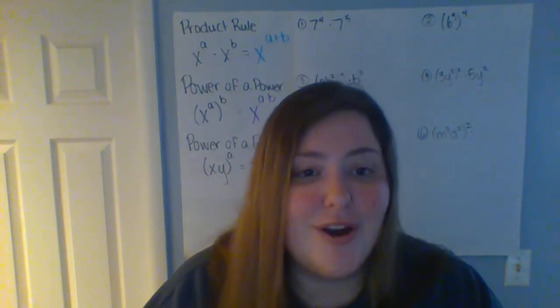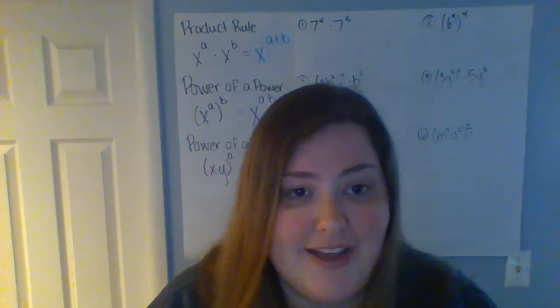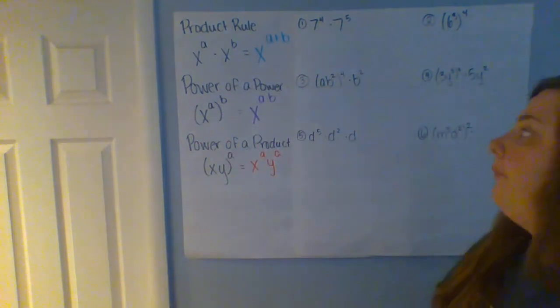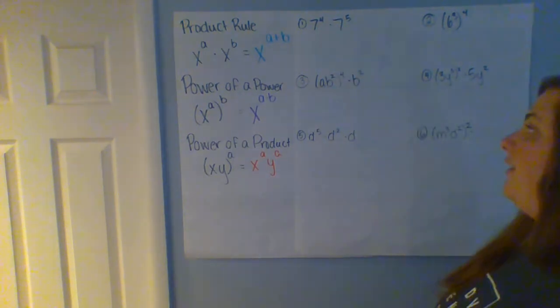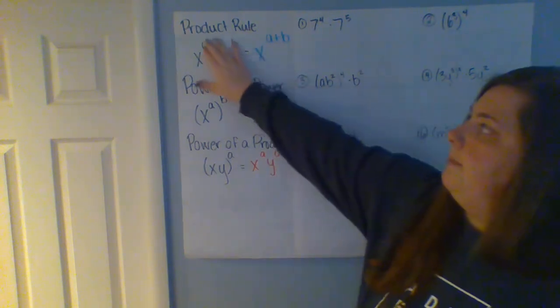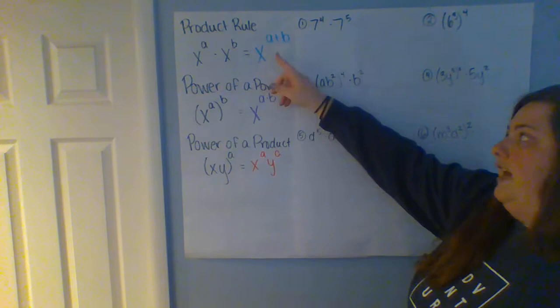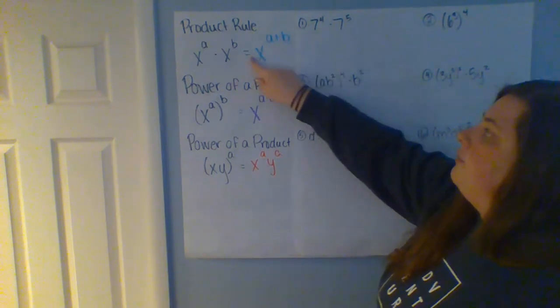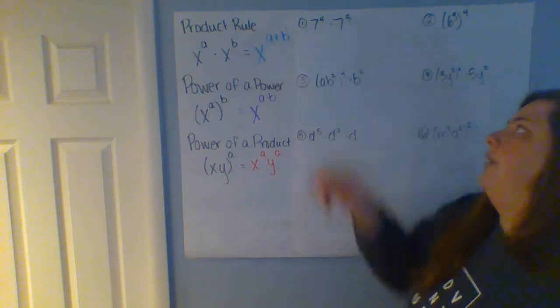All right, so we are going to look at a couple of examples using our multiplication rules of exponents. So our first example says 7 to the fourth times 7 to the fifth. If we look at our rules, this looks most like our product rule. We have the same base with two different exponents. So our product rule tells us that we're going to keep our base and we're going to add the exponents.